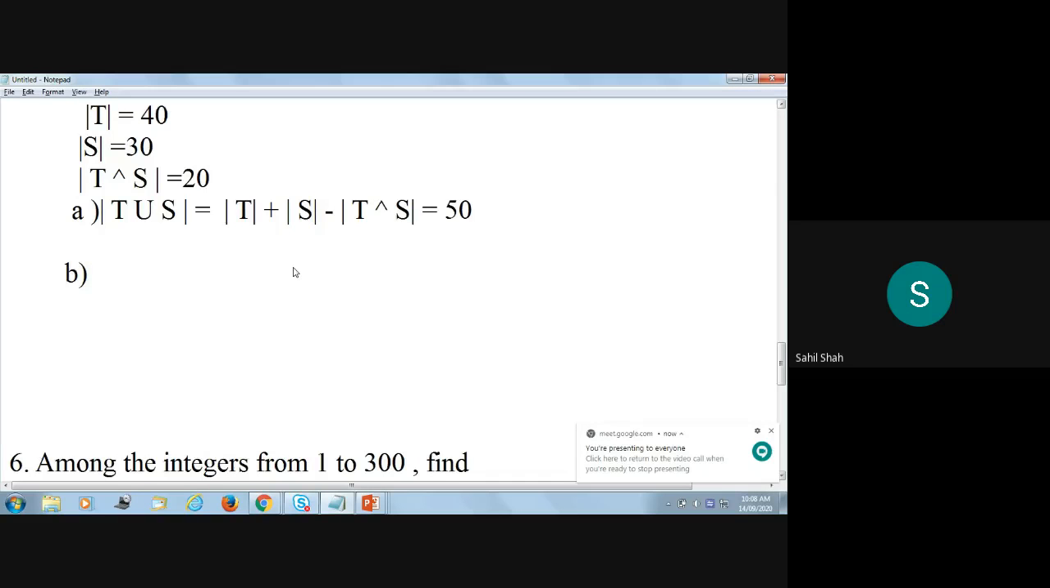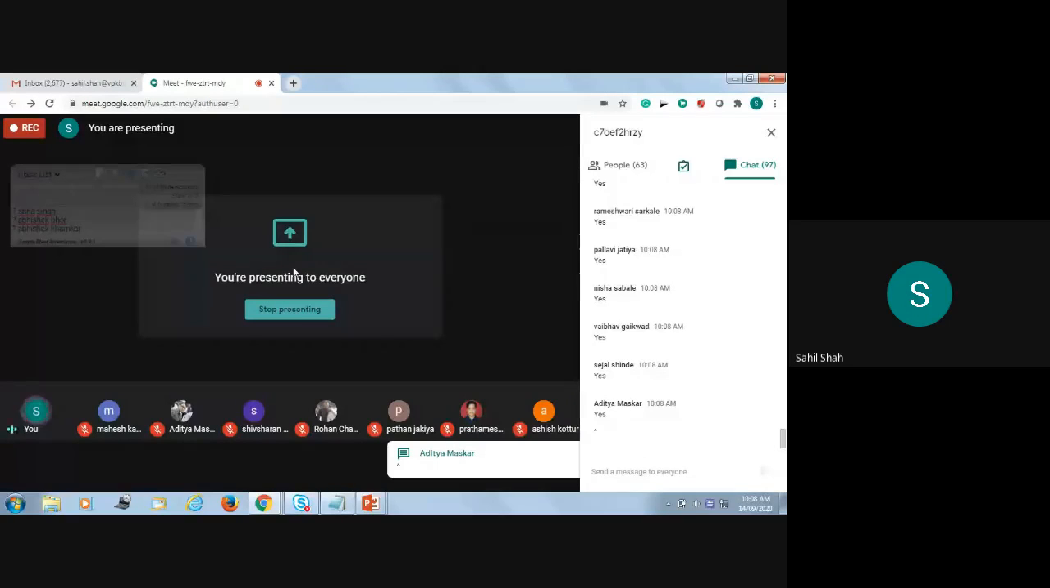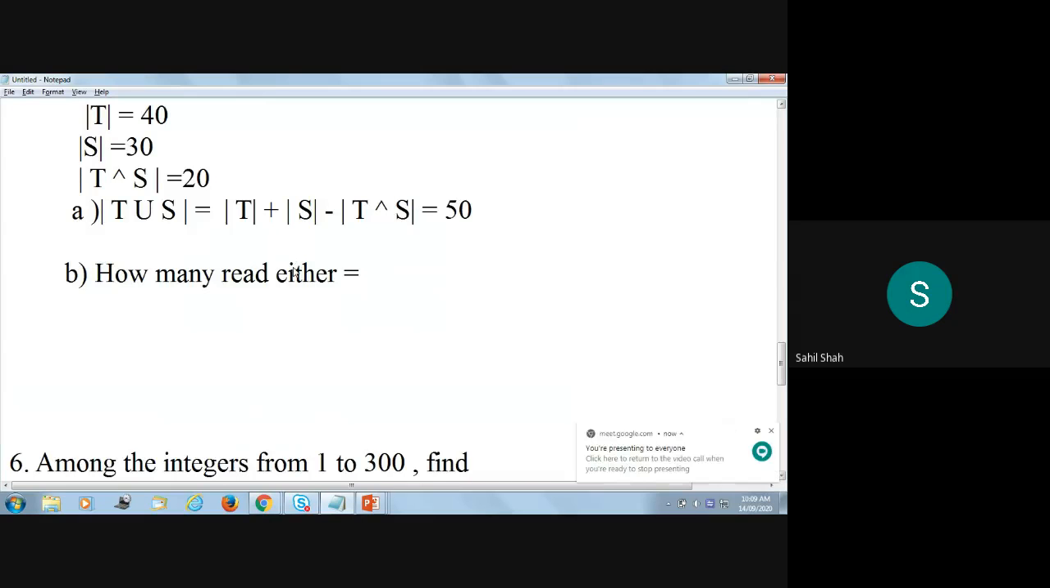If I ask you how many read either, what is the symbolic representation of how many read either? You are going to tell me in the chat window. Either is used along with or, and it is not used along with and. So if I am saying either, what is the meaning of this either? Does it make sense? If it is mentioned how many read either, you are going to use this T union S.